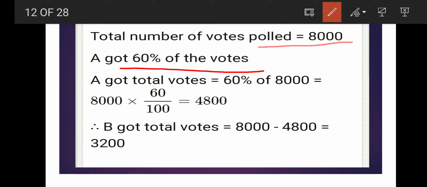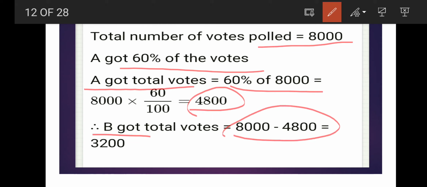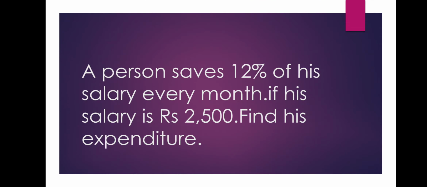So 60% of the vote. So the total vote is what? 60% of 8,000. That is 4,800. And for B, what will we do? We'll subtract it from 8,000. The answer will be 3,200.